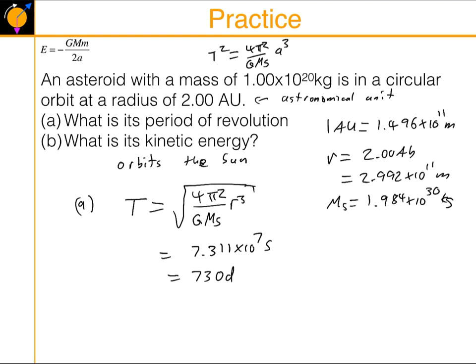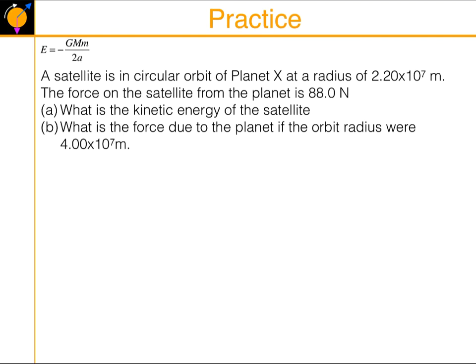It's asking, what is its kinetic energy? Well, its kinetic energy, we saw before, is GMm over 2 times that radius, where M is the mass of the Sun, and that has a kinetic energy of about 2.22 times 10 to the 28 joules. It's a lot of energy. So that's just a little bit of fun information there.